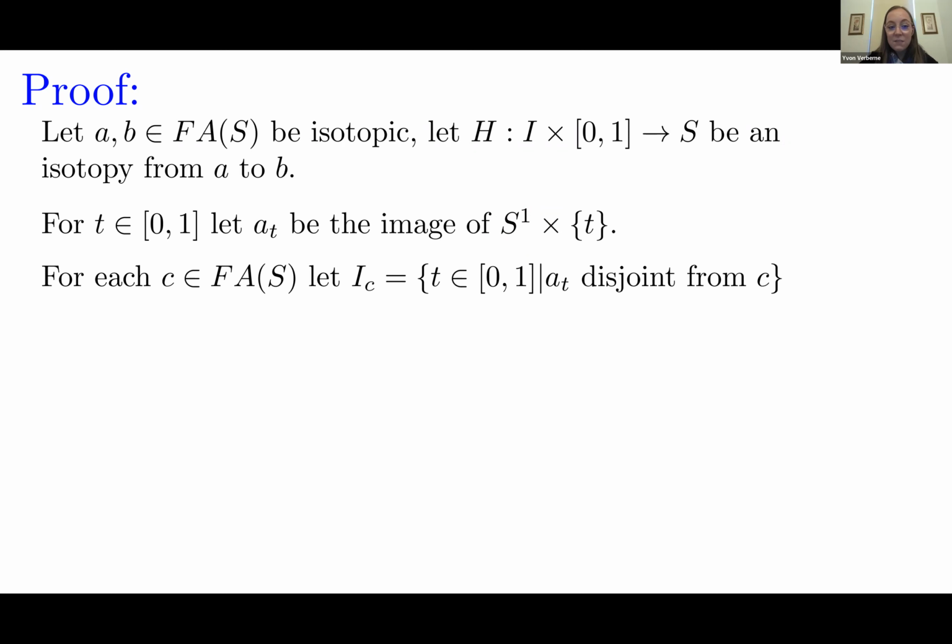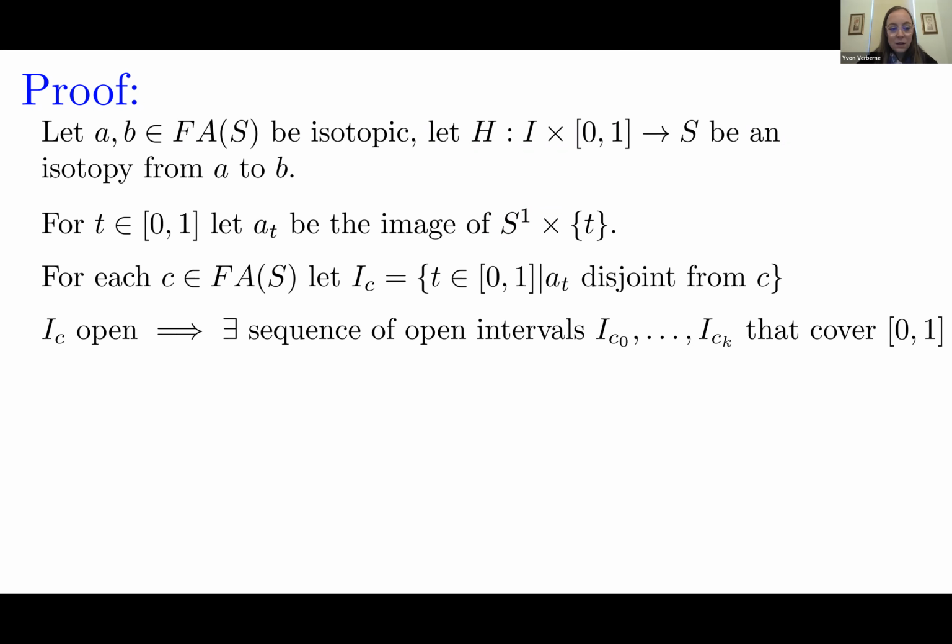So if I pick a curve C in the fine arc graph, I'm going to define I sub C to be the times where A sub t is disjoint from C. Each of these I sub C's is open. So what I'm able to do is find a sequence of open intervals which end up covering [0,1]. There is a way to choose each of these arcs so that I'm able to find finitely many which end up covering the time interval [0,1].